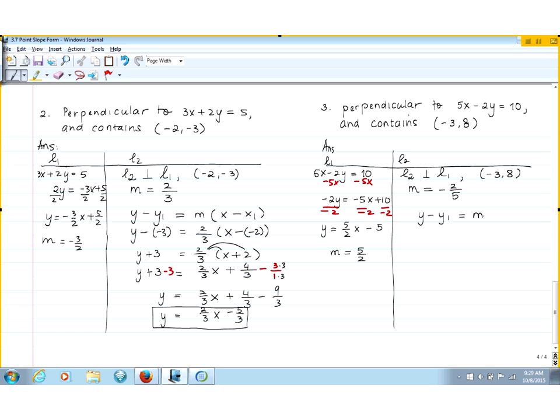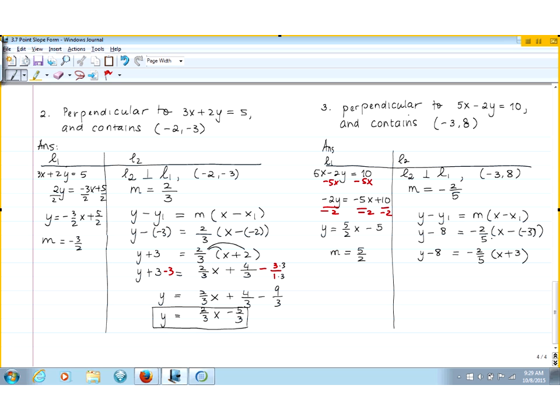Point slope. So y minus y1 is equal to m times x minus x1. So y minus y1, what is y1? 8 is equal to m, which is negative 2 over 5, times x minus negative 3. Or x plus 3. So y minus 8 is equal to negative 2 over 5 times x plus 3.